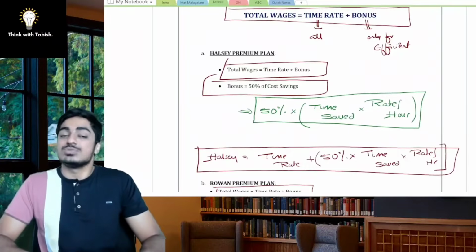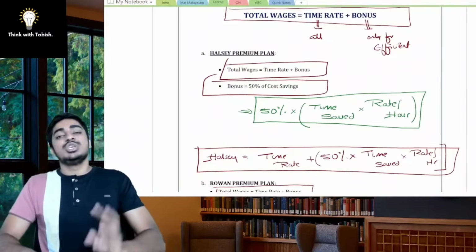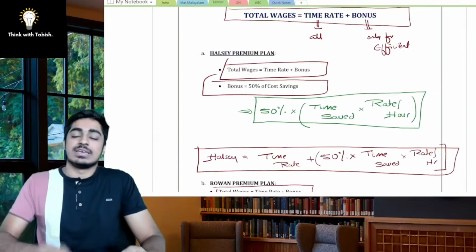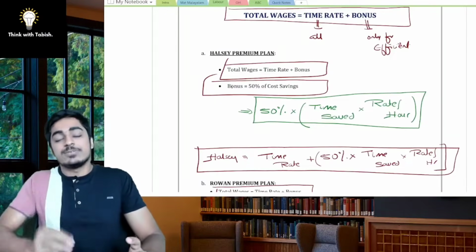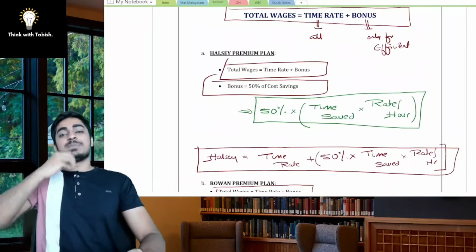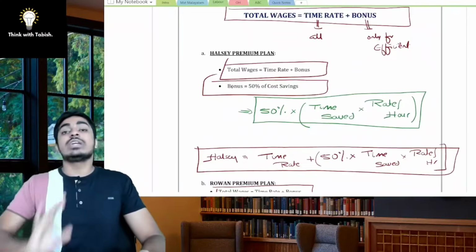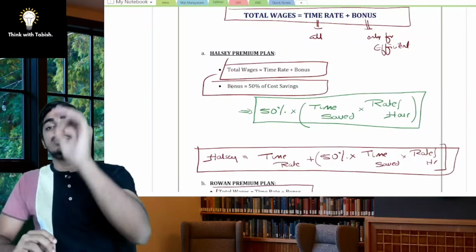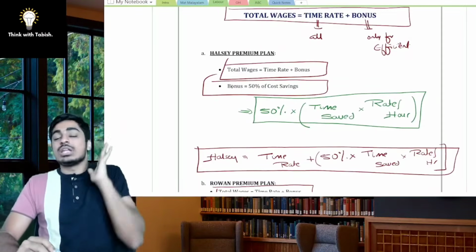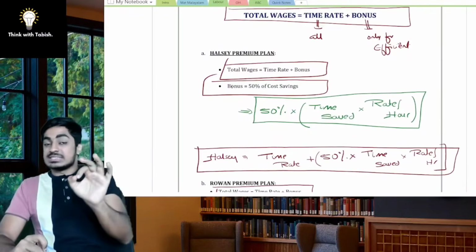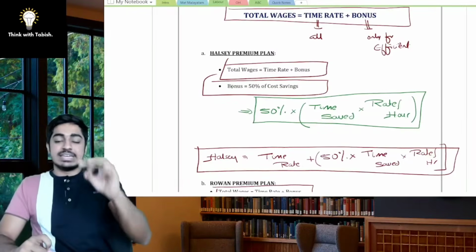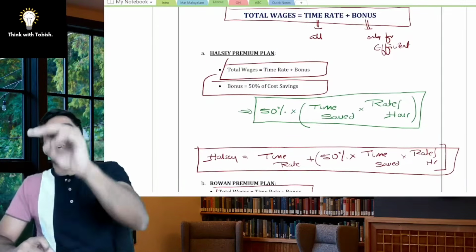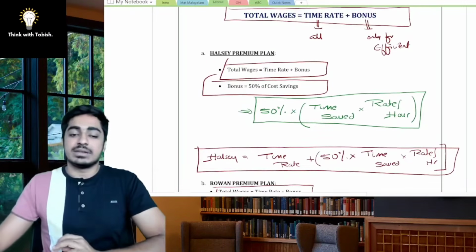You ask how much bonus we should pay. Halsey plan tells you pay them 50% of cost saving. Whatever is the cost saved, 50% you give to employees, 50% you keep with yourselves. How do we get cost savings? It is nothing but hours saved into rate per hour. So total wages is time rate plus 50% of cost savings. It is 50% into time saved into rate per hour.